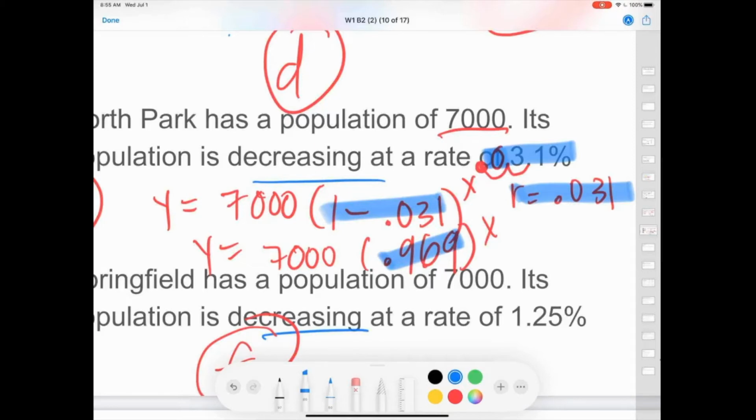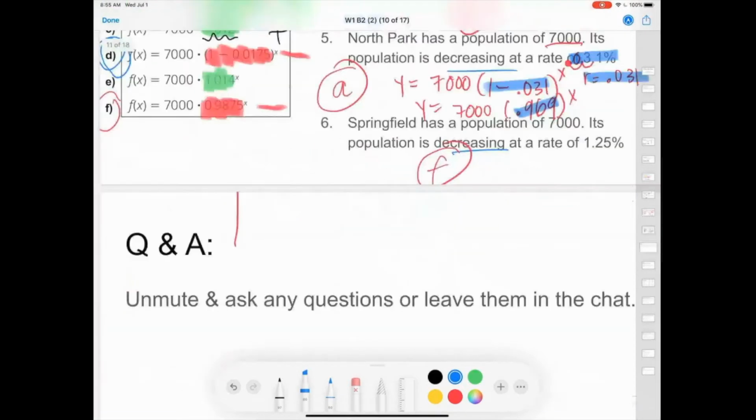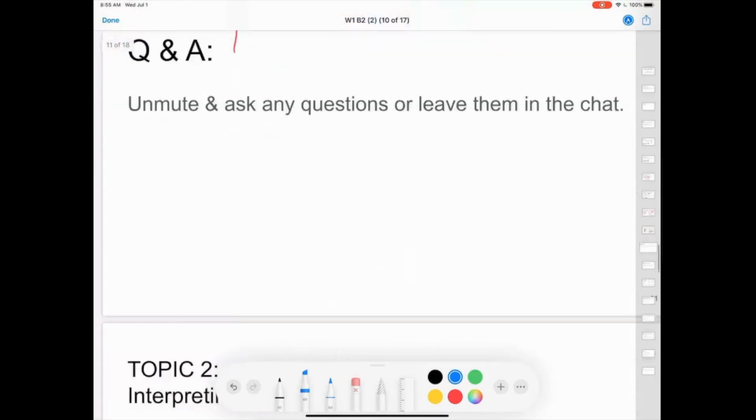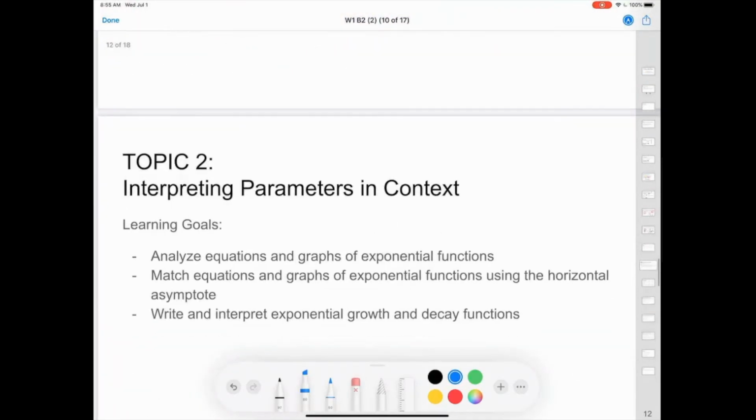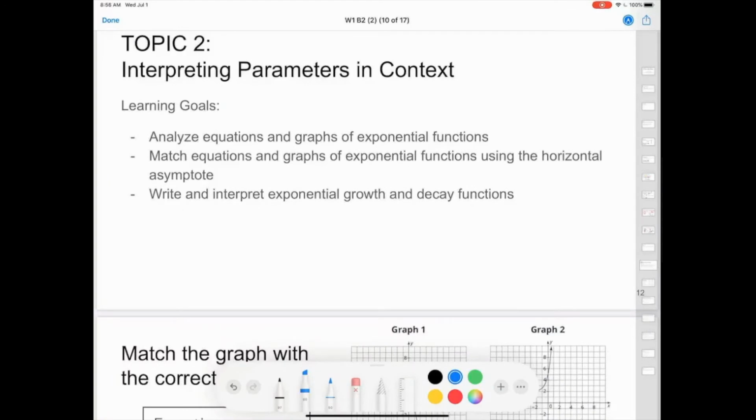Okay, perfect. All right, I'm going to go ahead and move on. So that's exponential growth, exponential decay. For topic 2, we're going to interpret parameters in context. Our learning goals for this part: I want you to be able to analyze equations and graphs of exponential functions. I want you to match equations and graphs of exponential functions using the horizontal asymptote. And then I want you to write and interpret exponential growth and decay functions.